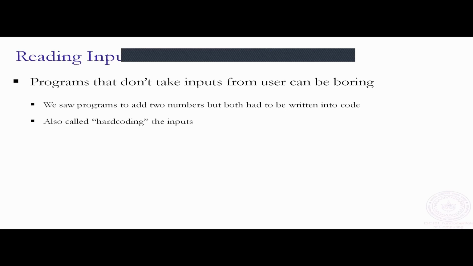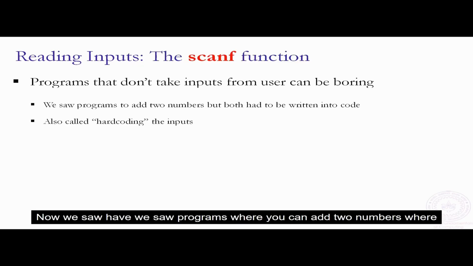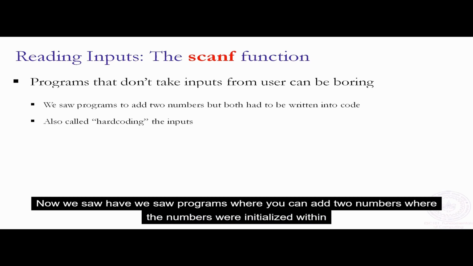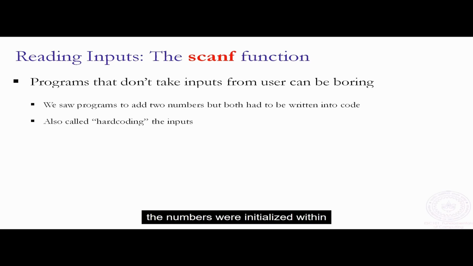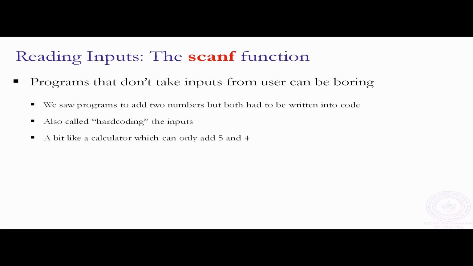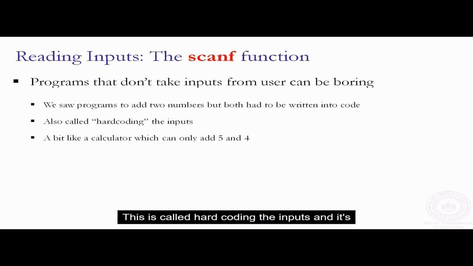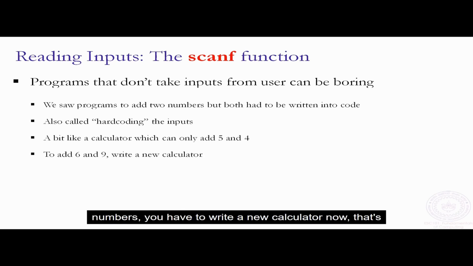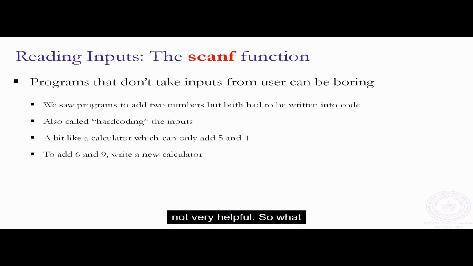Now, we saw programs where you can add two numbers where the numbers were initialized within the code. This is called hard coding the inputs, and it's like writing a calculator which can only add two specific numbers. If you want to add two different numbers, you have to write a new calculator. Now, that's not very helpful.